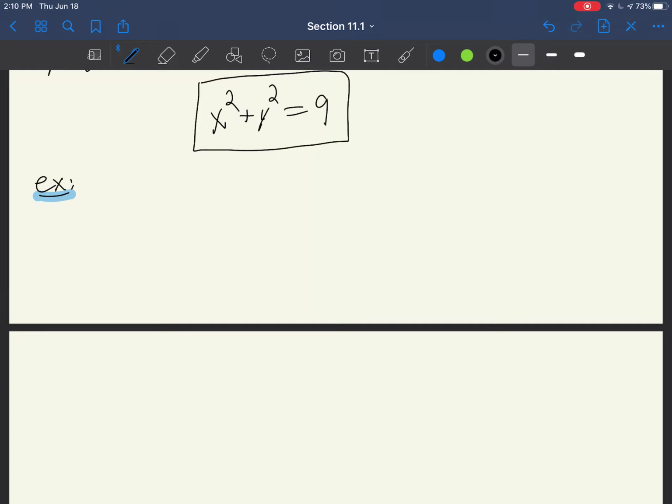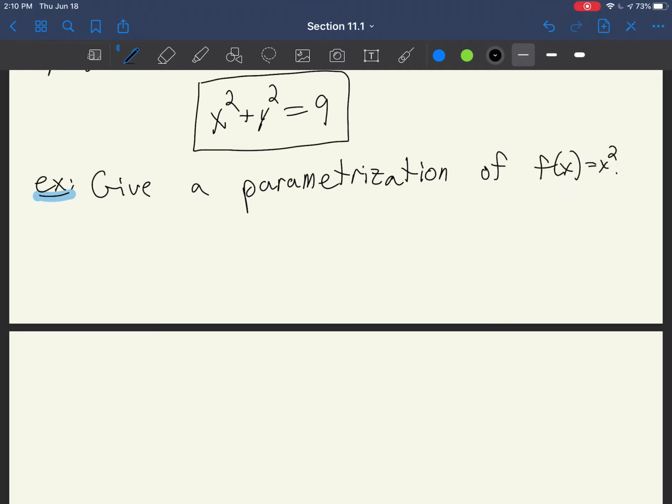Okay, example. We've gone in one direction. I've given you parametric equations, and I've asked you to find or eliminate the parameter. So now let's see an example of the other direction. I give you something without a parameter, and I want you to parameterize it. So give a parametrization of f of x equals x squared.